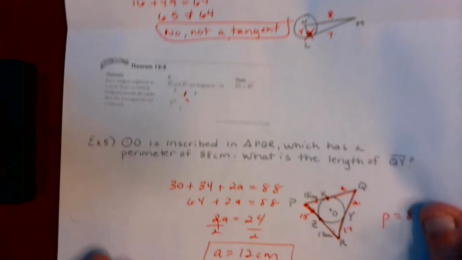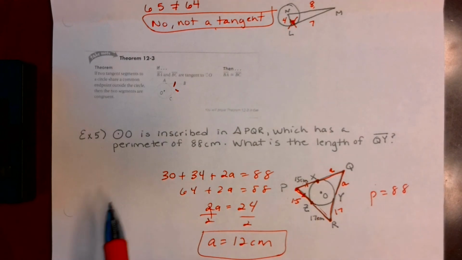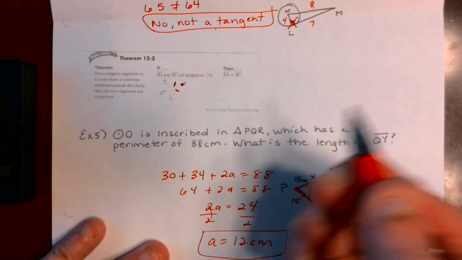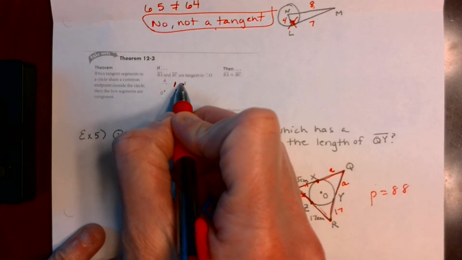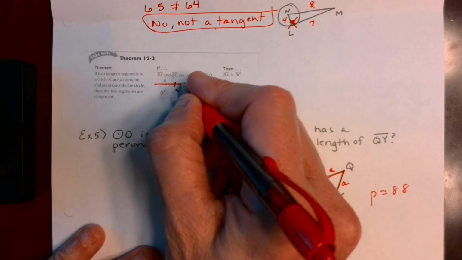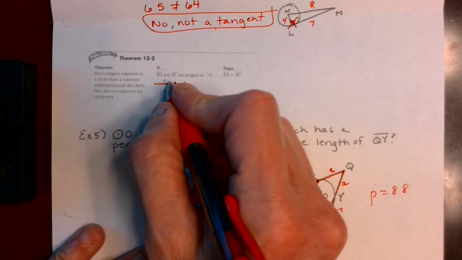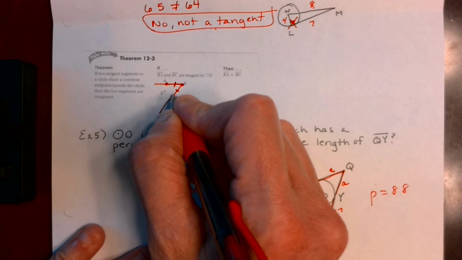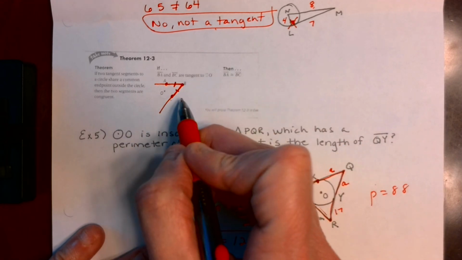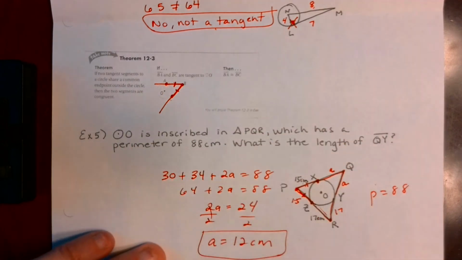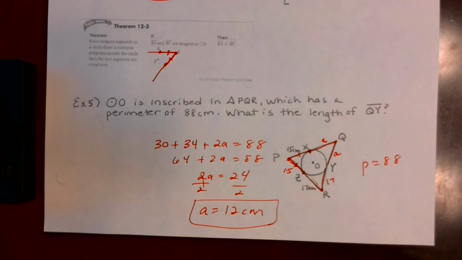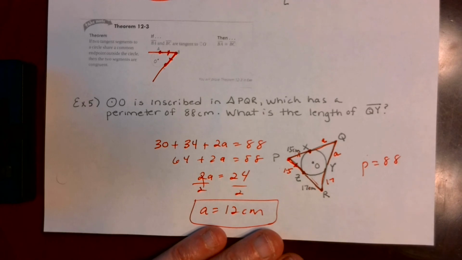All right, and then the last thing we need to talk about is Theorem 12.3. And that states that when you have an endpoint, like they have this endpoint B, and you are going tangent in both the directions like this, so there's 2 tangents, this distance from that point of tangency to that point of tangency, those 2 are the same. Those are congruent.